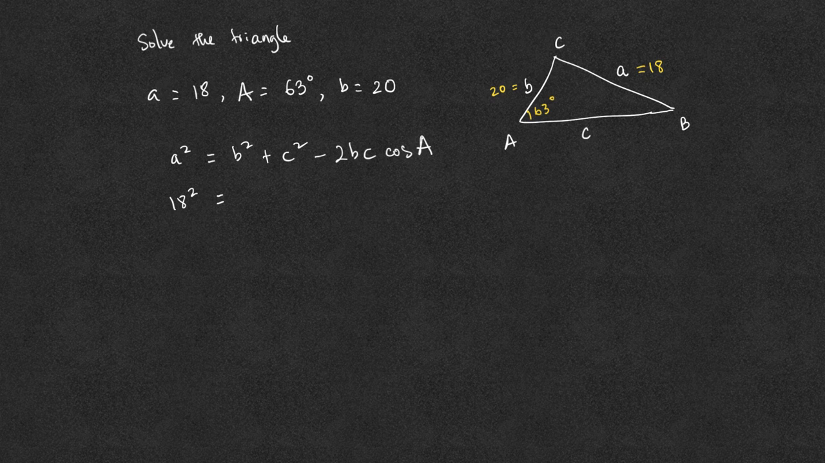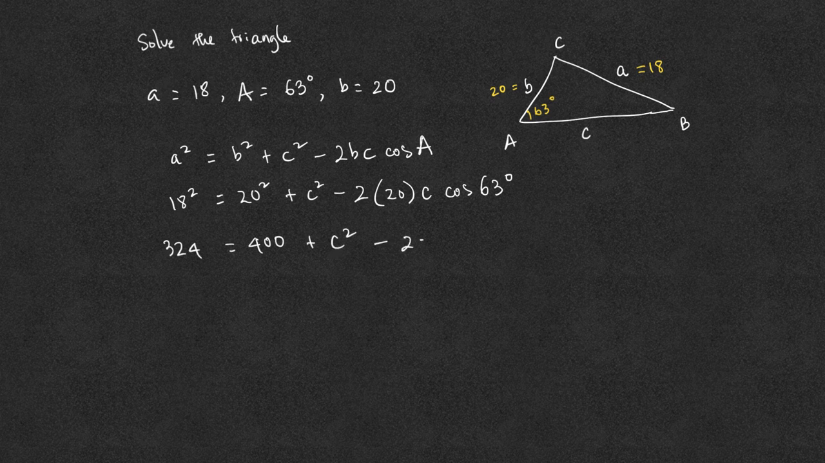The lowercase b is given, 20. We do not have c, so we would rewrite the equation. Minus 2, b is 20, c is still not known, times cosine of 63 degrees. The goal is to find the unknown lowercase c in this case, so we would simplify this. 18 squared is 324. 20 squared is 400. 20 times 20 plus c squared minus 2 times 20 times cosine of 63 degrees. But don't forget that there is a factor of the lowercase c there.